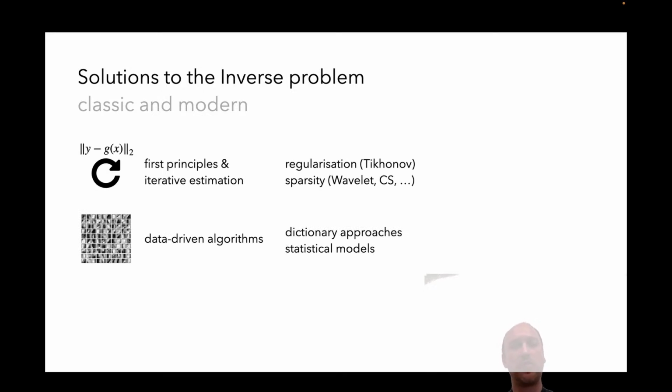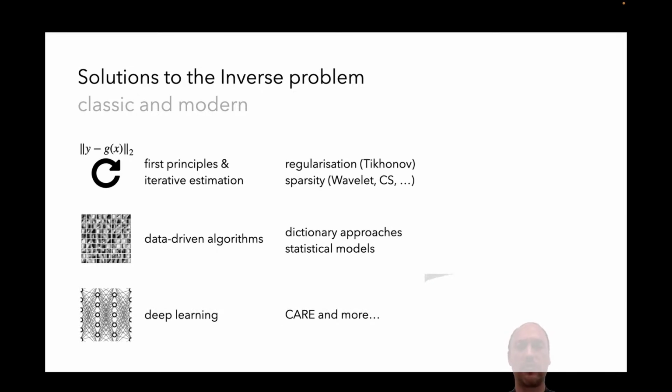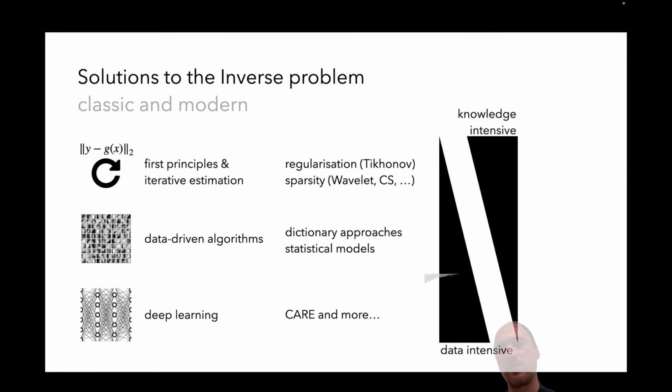And step by step, people have been designing algorithms that are a little bit more data-driven, all the way to deep learning, which is really intensively data-driven. And so really there's this trend towards more data-intensive approaches to image restoration and solving inverse problems versus the first approaches that tended to be more knowledge-intensive.